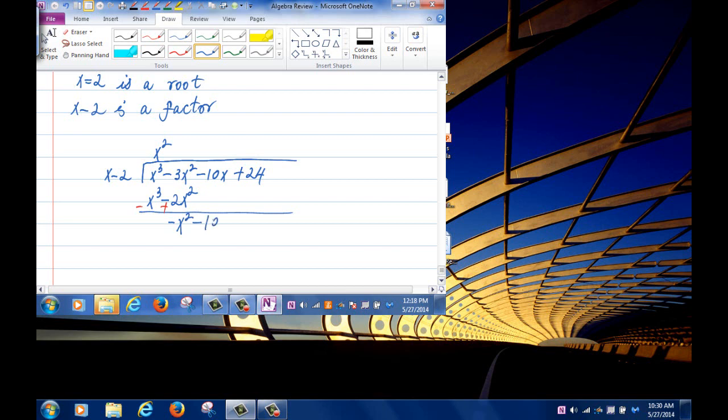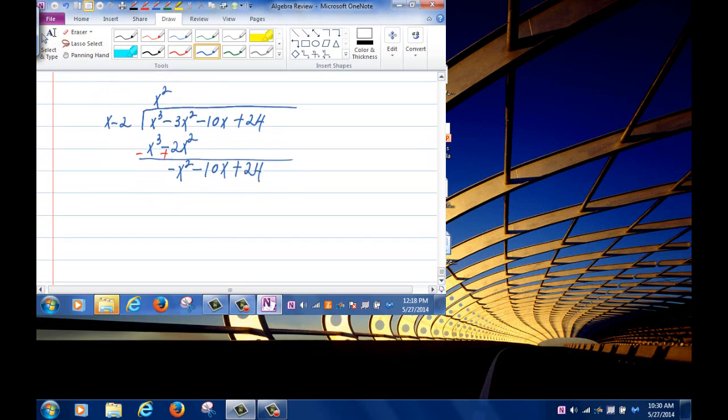Negative 10x plus 24. Alright, now I have to match negative x squared, right? What do I multiply with? Negative x. So I get negative x squared and then positive 2x, right? Positive 2x. Once again, I have to subtract, or as you said, change the signs and add them, right? So if I do that, what do I get?